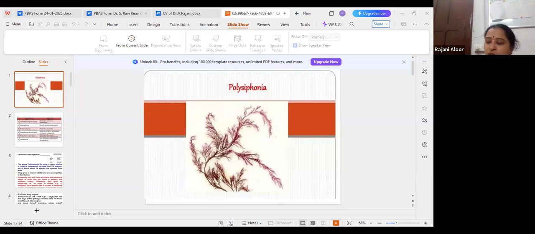Coming to our topic today, Polysiphonia. The plant name is here in this PPT, in Telugu and English both.